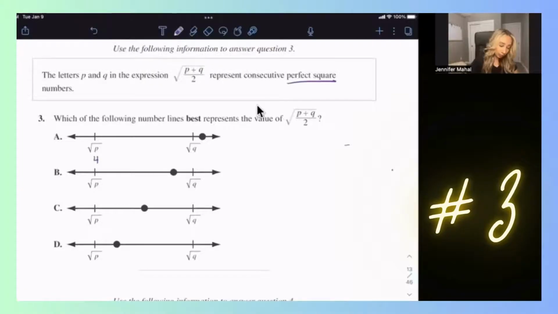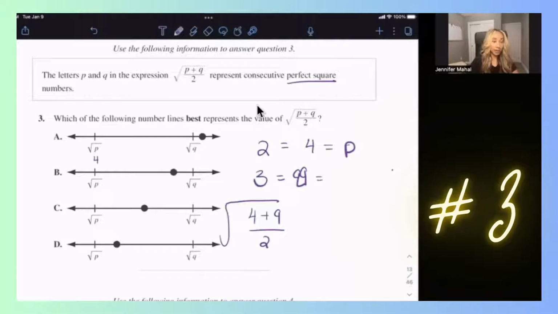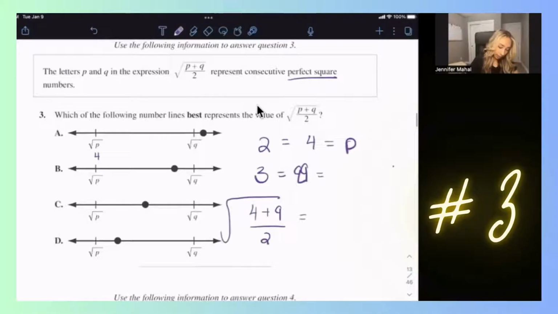So I'm going to choose 2 and 3. And when they become perfect squares, we're going to get 4 and 9. So I'm going to let P equal 4 and Q equal 9, however you want to say it. Now we just have to evaluate those into the expression. So we're going to put 4 plus 9 over 2. Now the whole thing is square rooted, but let's do that towards the end. So 4 plus 9 gets me 13, and that's going to be 13 over 2.